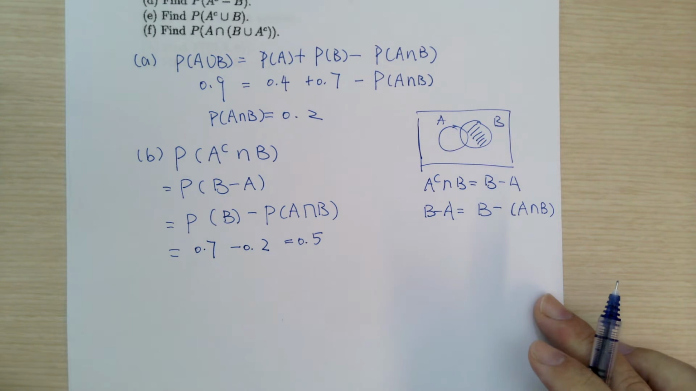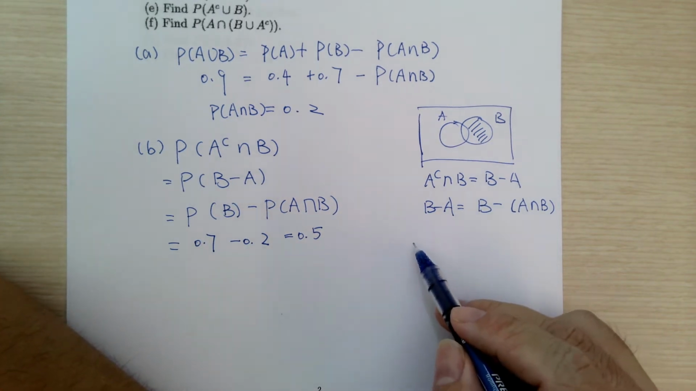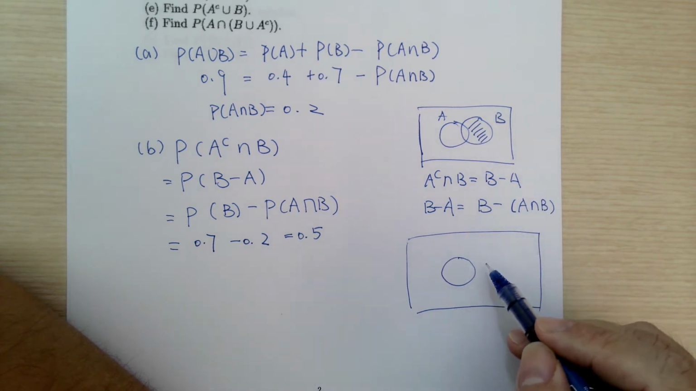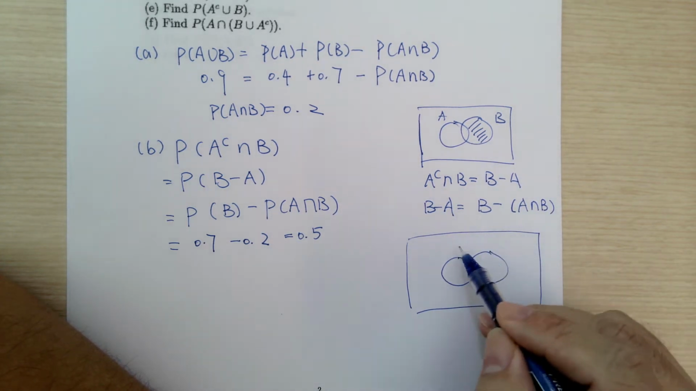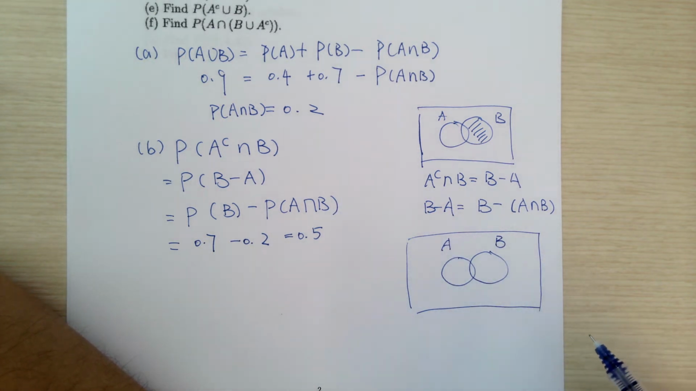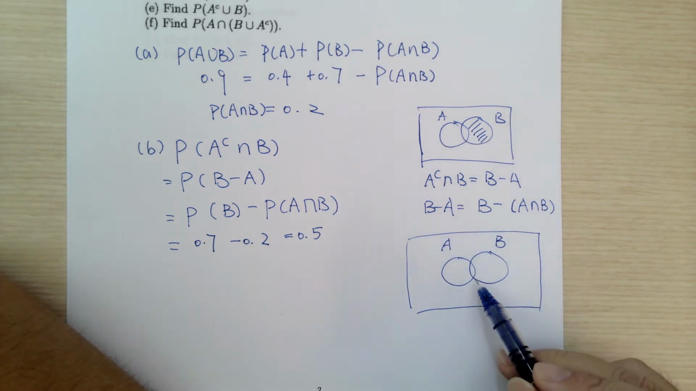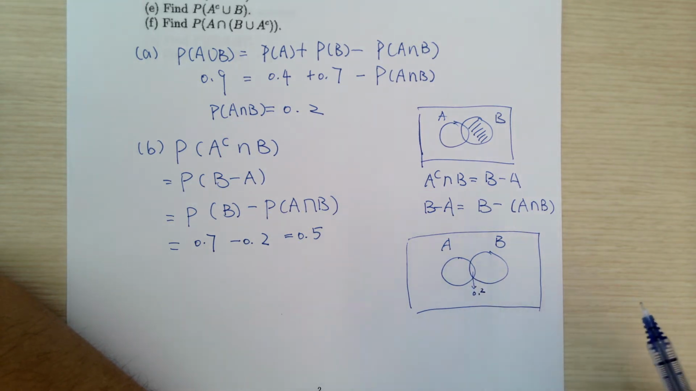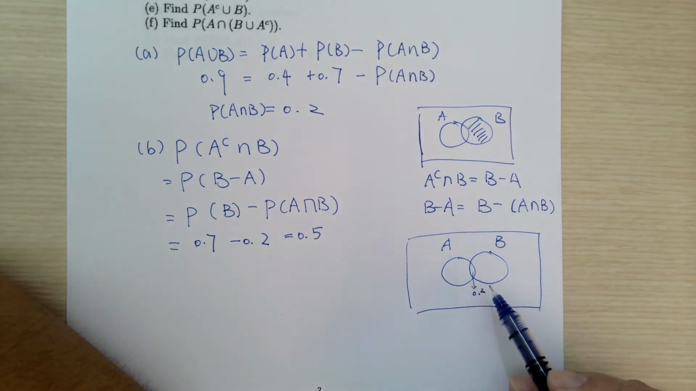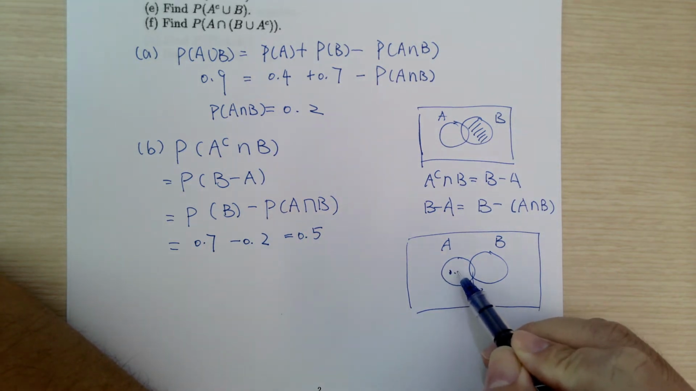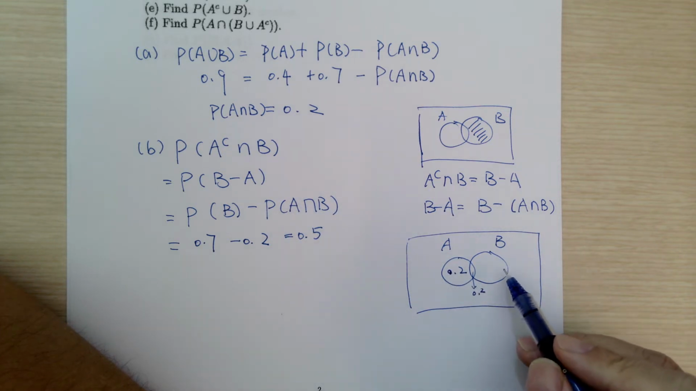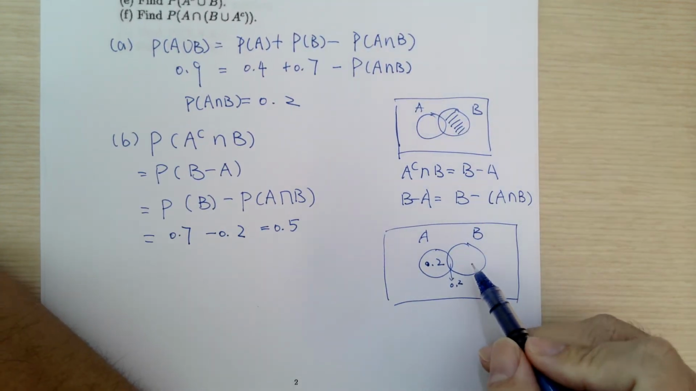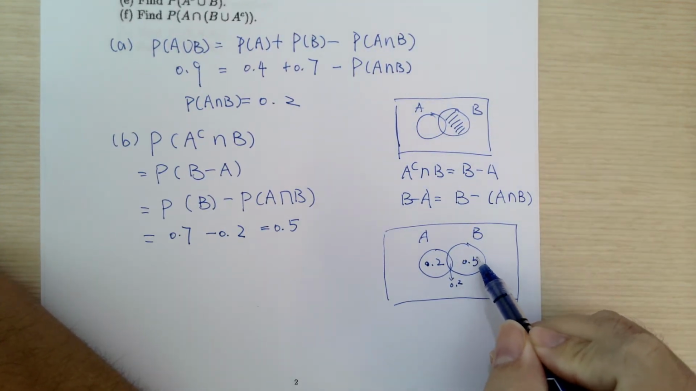Okay. And also, for this problem B, the other alternative way you can think about it is, this is A, this is B. So P(A intersect B) here is 0.2, right? This is 0.2. And then P(A) is 0.4, so this part, do you agree, this is 0.2. And since P of B is 0.7 here, do you agree the probability for this part is 0.5?